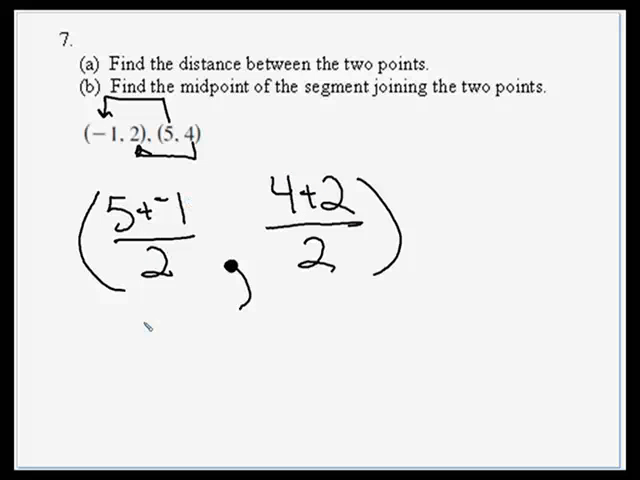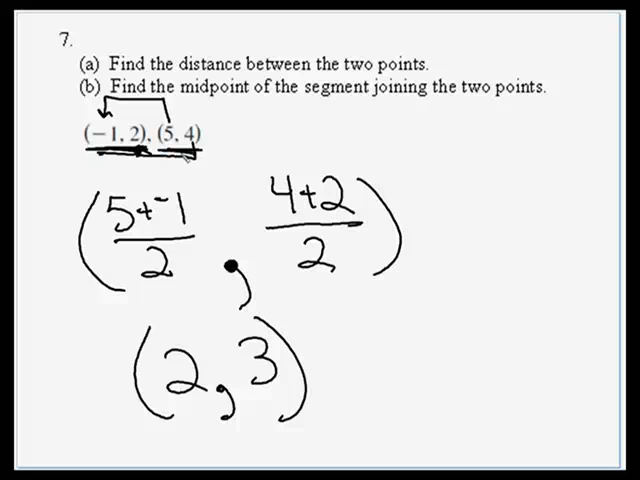So 5 plus negative 1 is 4. 4 divided by 2 is 2. And here we have 4 plus 2 is 6. 6 divided by 2 is 3. So if we were to graph the points negative 1, 2, and 5, 4, and connect them with a line segment, right in the middle of that line segment would be this point, 2, 3.